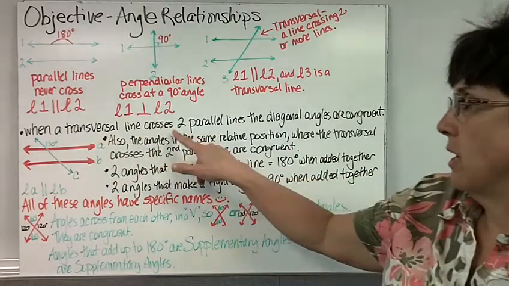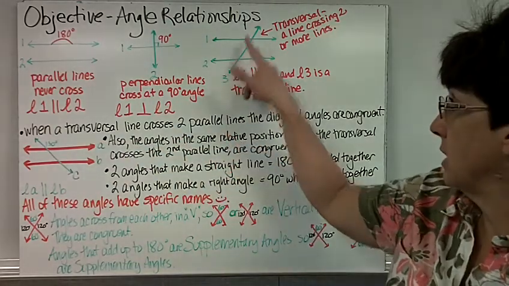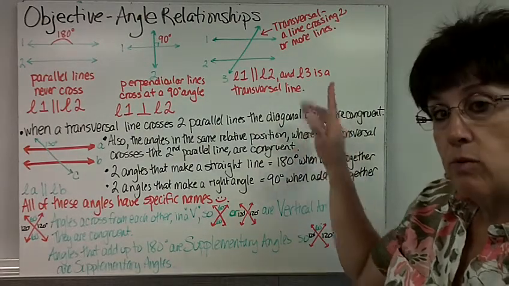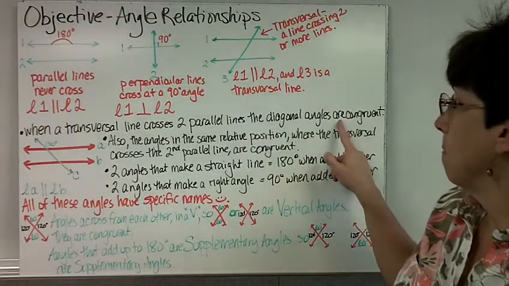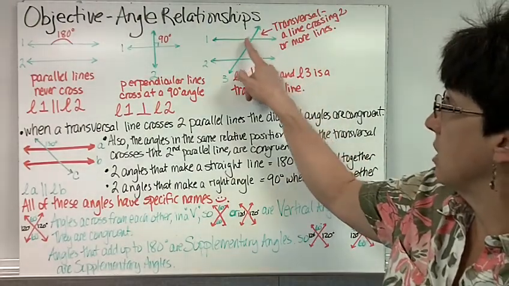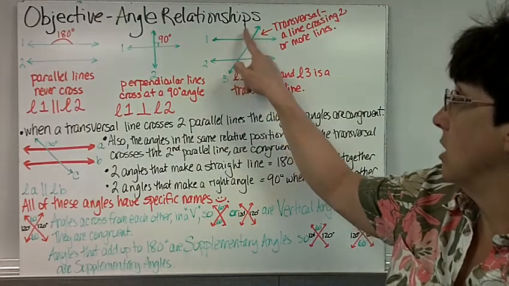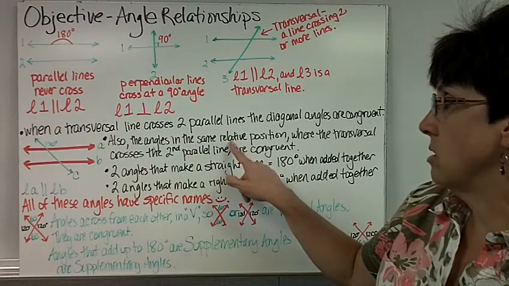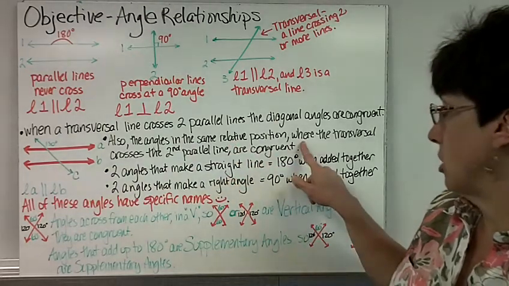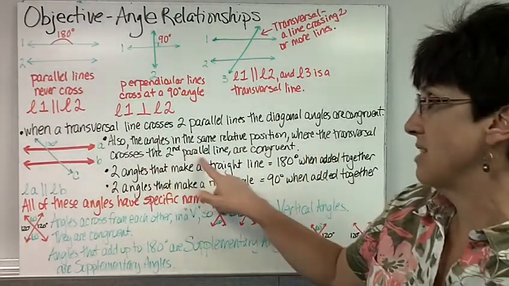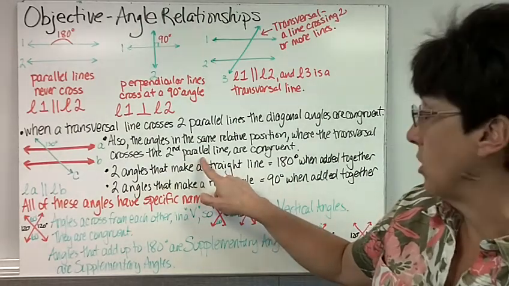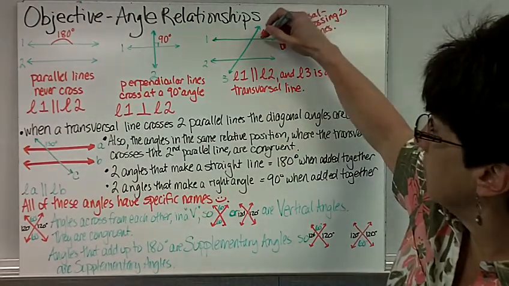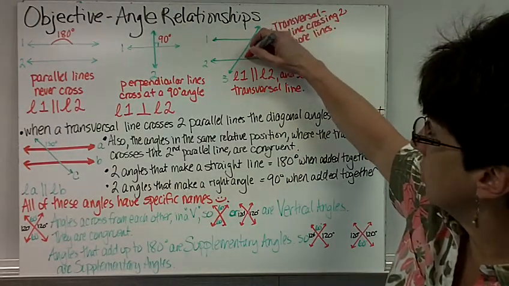When a transversal line crosses two parallel lines, like these two, the diagonal angles are congruent. I'm going to talk about all this, then we'll do some problems with it. So by diagonal, I mean this angle and this angle across from it. Diagonal, this angle and this angle across from it. Also, the angles in the same relative position where the transversal crosses the second parallel line compared to the first parallel line are congruent. So for example, this angle up here and this angle here.